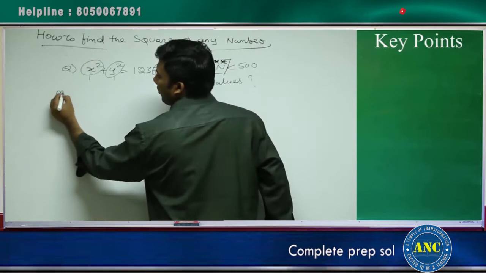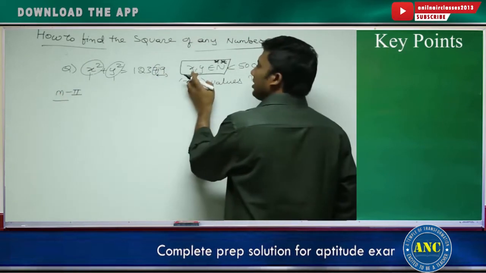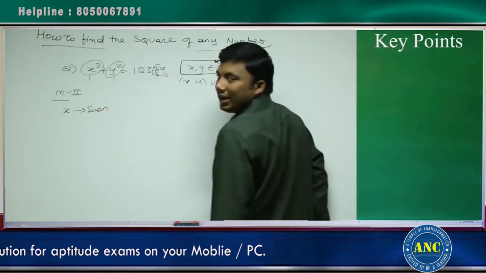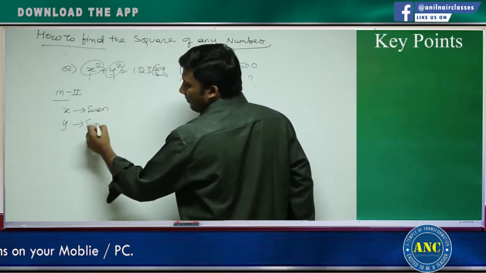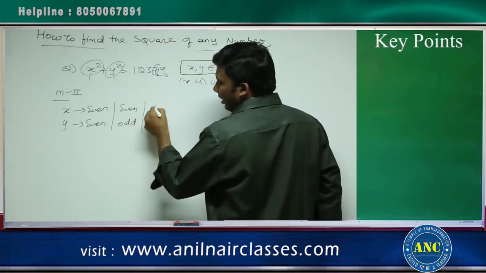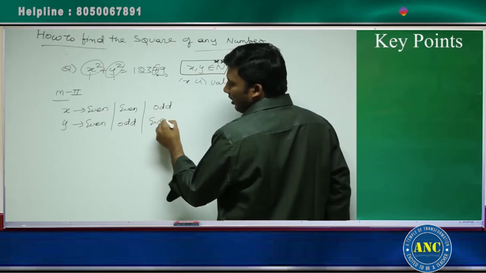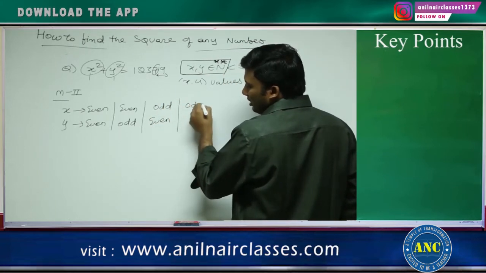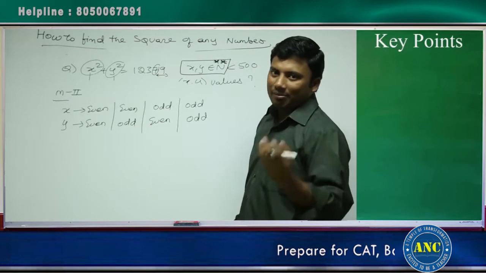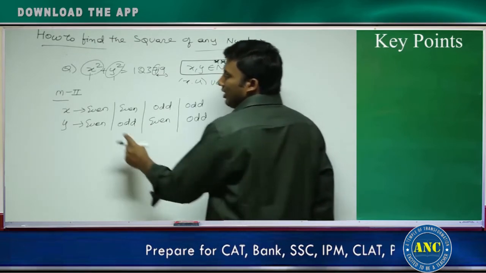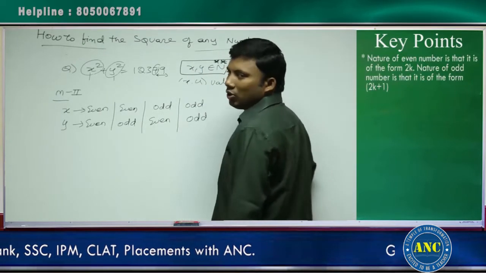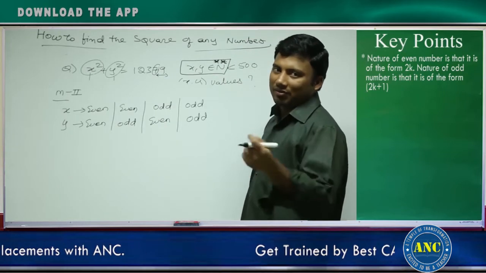Method two. Now, it is given in the question that x and y are natural numbers. If x and y are natural numbers, these are the four cases that will come. First case, x is an even number, y is an even number. Second case, x is an even number, y is an odd number. Third case, x is an odd number, y is an even number. Fourth case, both x and y can be odd numbers. Because any natural number can be either an even number or an odd number. I am sure most of you know that the nature of an even number is of the form 2k. The nature of an odd number is of the form 2k plus 1 or 2k minus 1, depending upon which value of k you are starting with.